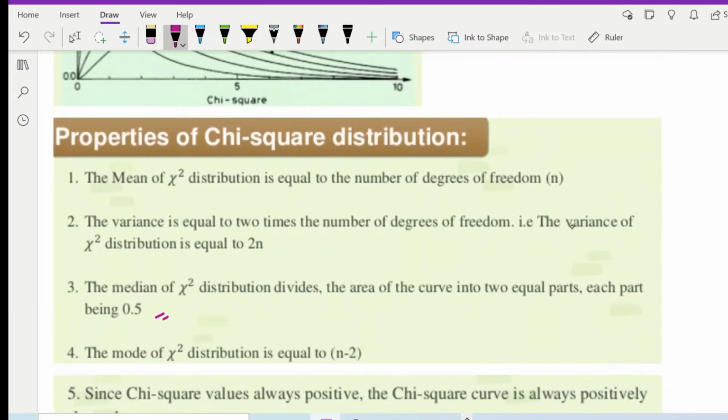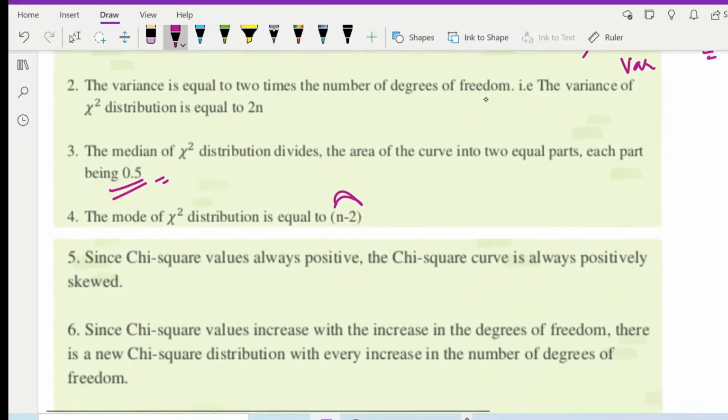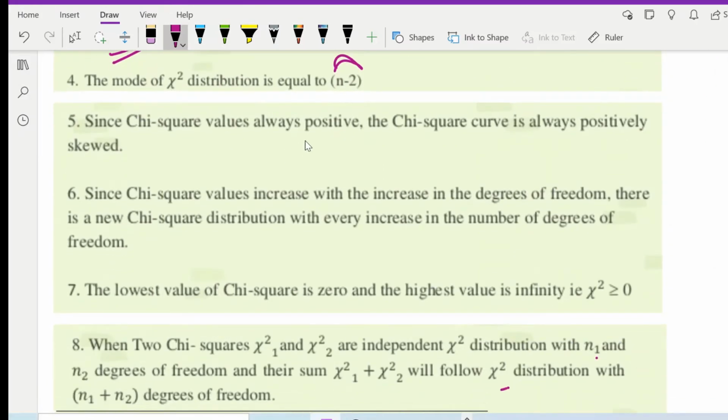Some of the properties of chi-square distribution: the mean of chi-square distribution is equal to the number of degrees of freedom, that is n. The variance of chi-square distribution is 2 times n. The median of chi-square distribution is approximately 0.5, and the mode is n minus 2. Since the chi-square value is always positive, the chi-square curve is always positively skewed.